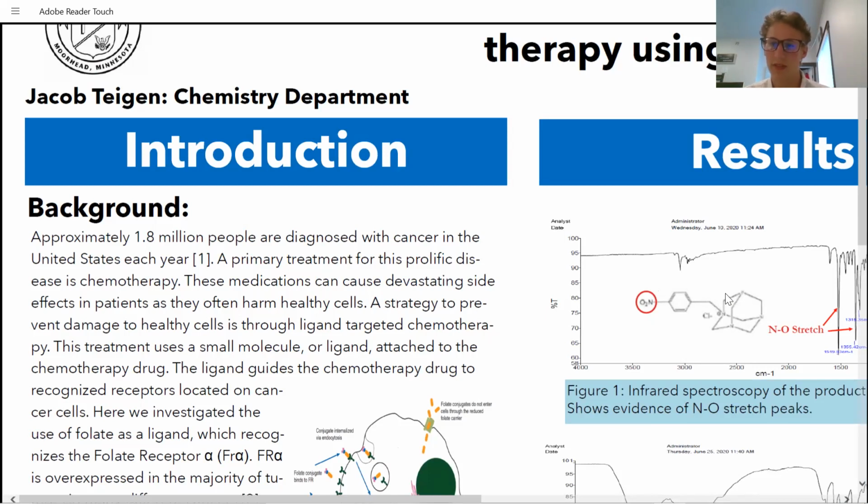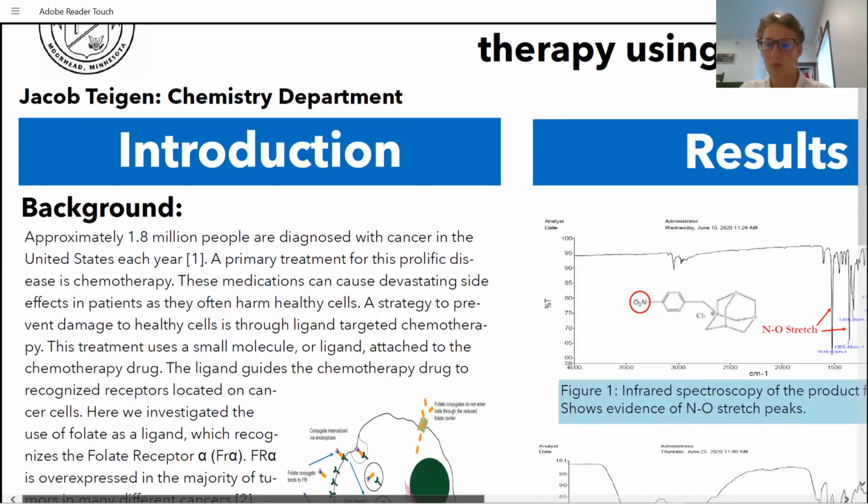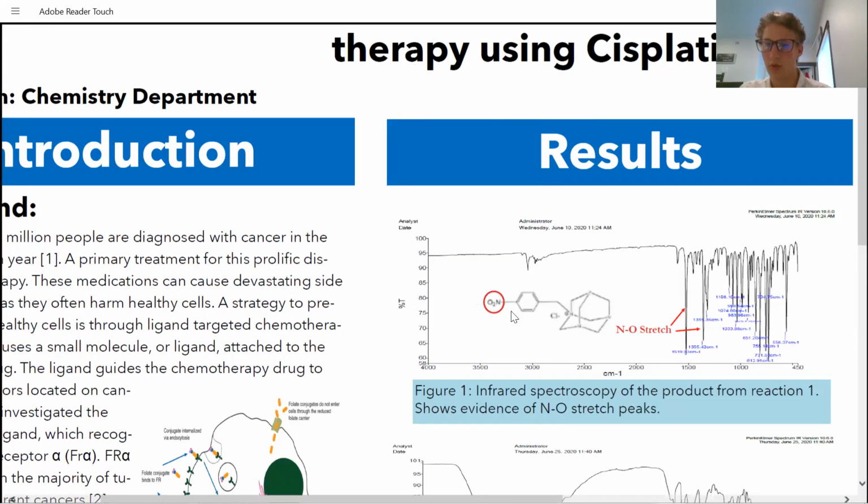That had been successfully done in previous years with Dr. Krogstad, so that was relatively straightforward and easy to do. The image next to the picture of the product is infrared spectroscopy, which shows peaks at different wave numbers. These peaks show different functional groups, which can be used to determine the overall structure of the molecule. You can see this NO stretch shown by these peaks supports the production of this product. So you can reconstruct the product using IR. IR was taken on this product and supported that we had created what we intended to.